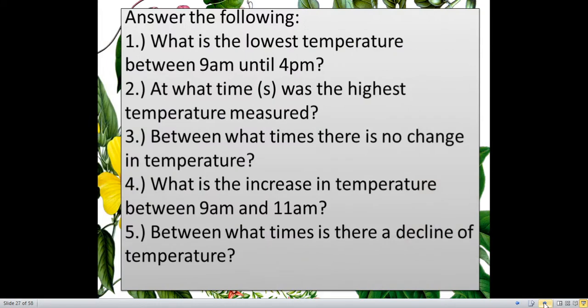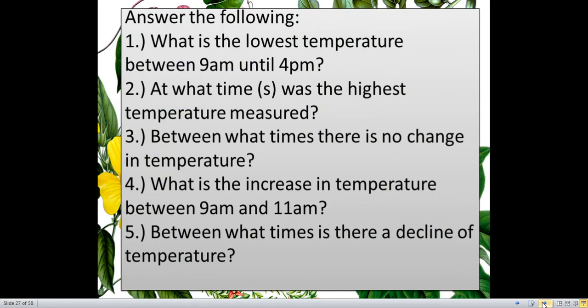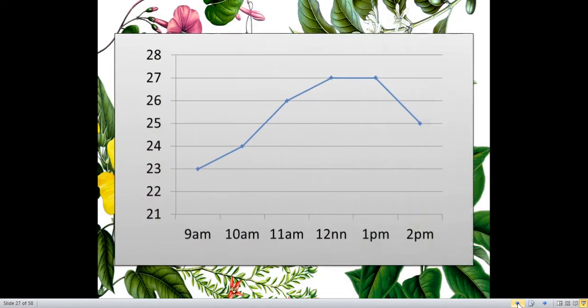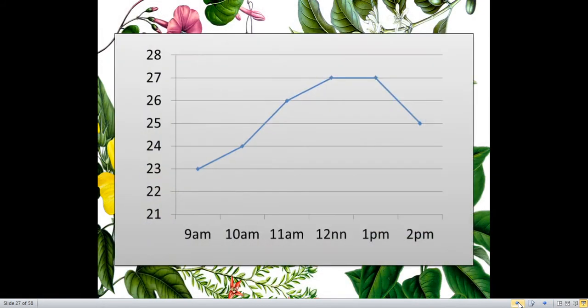Okay, first is what is the lowest temperature between 9 a.m. until 4 p.m.? And that is 23 degrees Celsius. Next question, at what time or times was the highest temperature measured? Okay, that is 12 noon and 1 p.m. Next, between what times is there no change in temperature? Again, that is 12 noon to 1 p.m.